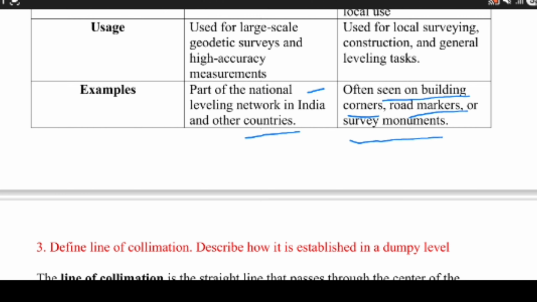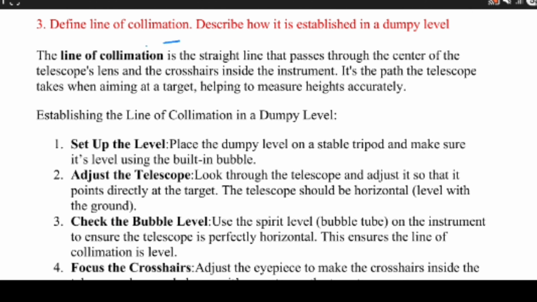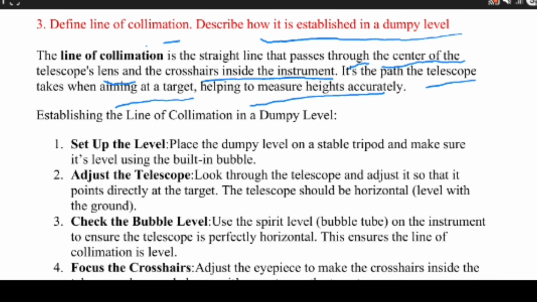Next question: define line of collimation and describe how it is established in a dumpy level. So we should know the line of collimation. It is a straight line passing through the center of the telescope lens and the crosshairs inside the instrument. It is the path of the telescope aiming at the target and helping measure the height. That we call the line of collimation. In the telescope there will be a plus mark, right? That center mark, that straight line, we use for this.